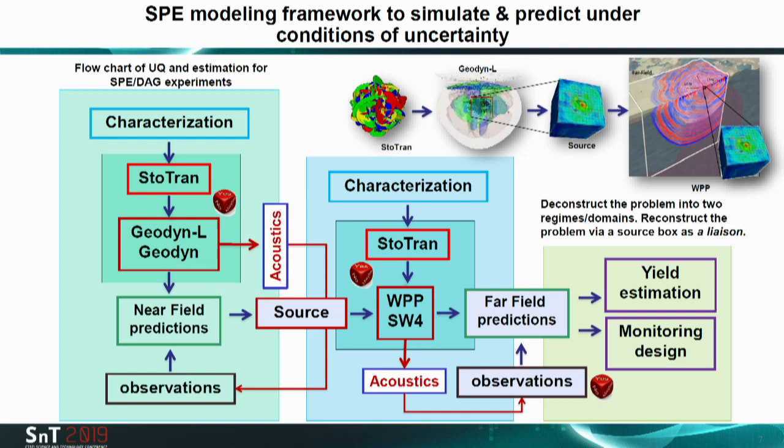Here's how we decomposed the model. Since we cannot use one code to do all these spatial scales, we decided to deconstruct it. A near field box, where we use hydrodynamic codes that capture the shock physics emanating from the source itself, and then we abstract that nonlinear behavior as an elastic box, and we feed it to an elastic code for wave propagation at teleseismic distances. We do also the same thing from the acoustic point of view, which I'm not going to cover today.